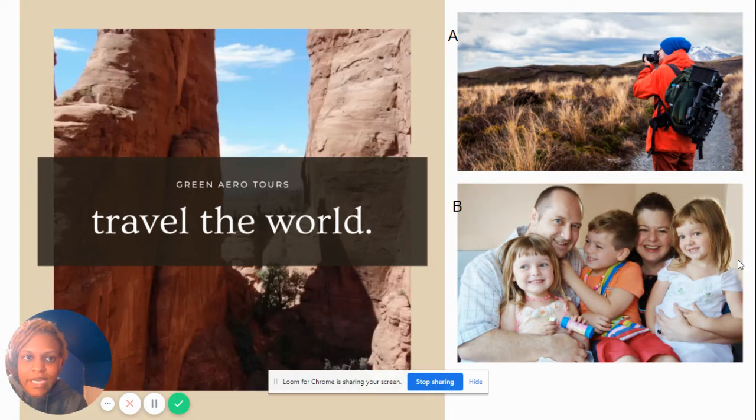You look at this design between A and B, who is the design most likely targeting? Now, just because you may choose A doesn't mean that the family in B wouldn't want to book a trip with Green Arrow Tours and travel the world. But what it does mean is that the type of person like A would probably more likely be drawn to a picture like this.